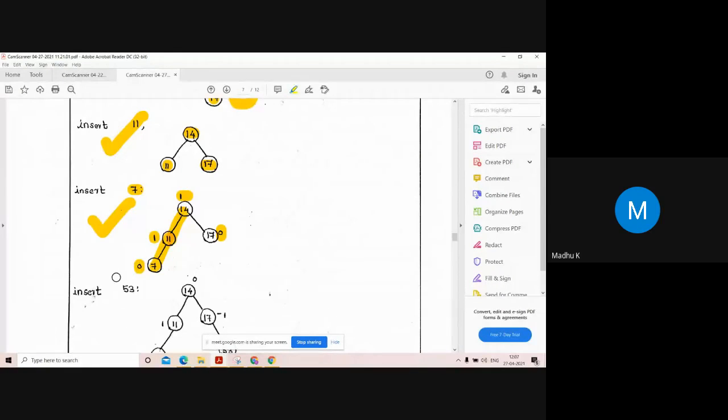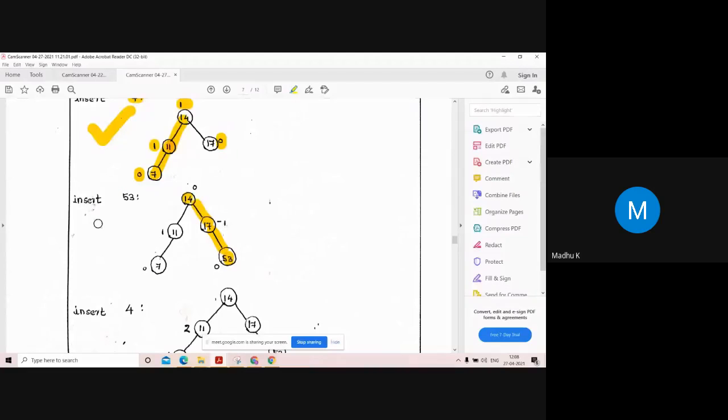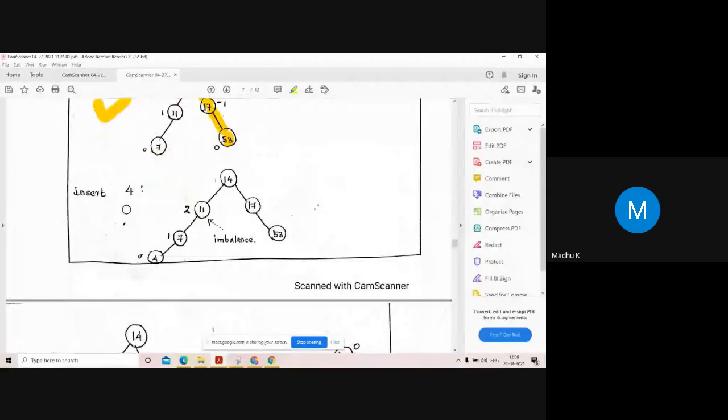Okay. Next is 53. Where will I insert 53? From the root I start. 53 is greater than 14, then I come along this path. 53 is greater than 17, so I come along this path. Then I will insert it here. Then I will calculate the balancing factor of each node. Here, the balancing factor of each node has value 0, 1, or minus 1. So this is also okay. Now we can consider inserting 4. Where will I insert 4?